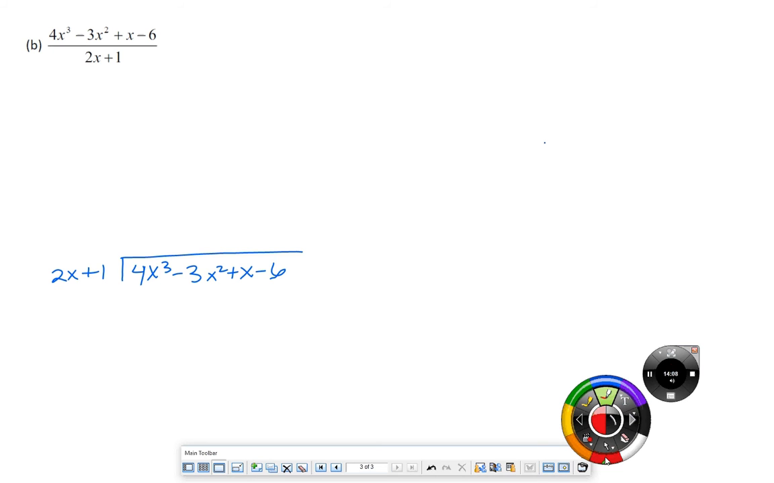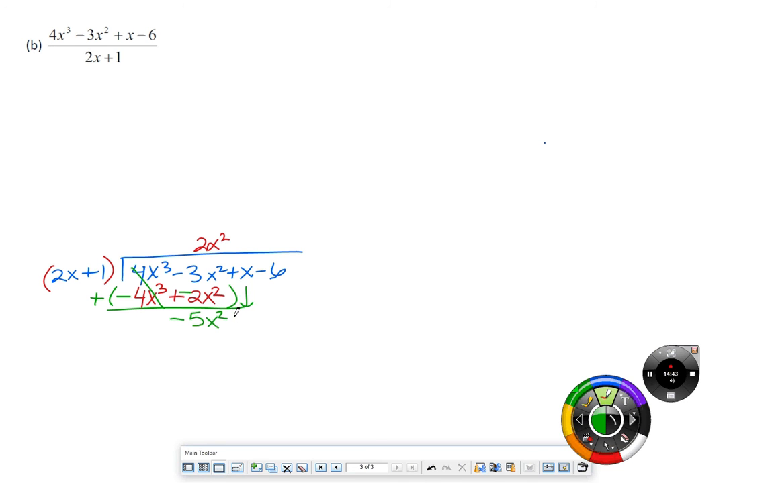What am I going to multiply by 2x to get 4x to the third? 2 and then x squared. Okay. So I'm going to distribute that through this whole quantity. So the first term would be 4x cubed, and the next term would be 2x squared. And then like we said before, I'm going to subtract that, which means adding the opposite. So these cancel, and I get negative 5x squared. So here's where it gets a little more complicated.